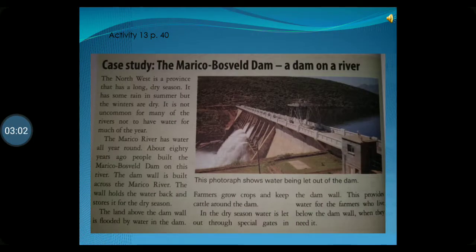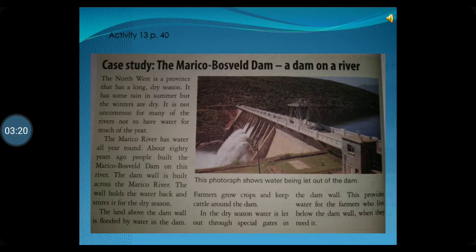Okay, now let's have a look on page 40 at activity 12. Now this is a discussion activity, so I'm going to read the case study with you, and then you can just go ahead and have a look at the questions for me before we discuss it further in our Zoom session. So the Marico-Bosveld Dam, a dam on a river.